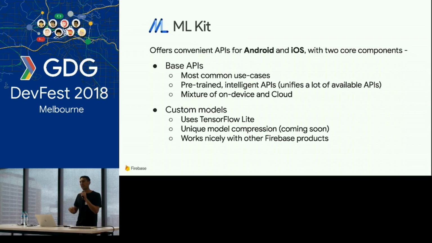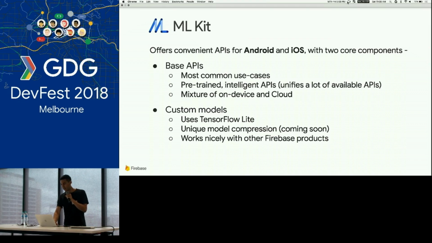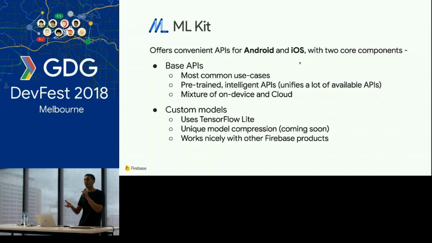So we have things like working nicely with other Firebase products, things like A/B testing, so you can test different models. And we also have unique features coming soon, things like experimental model compression, which will let you configure your model and be able to compress a larger model into a smaller space so that your mobile apps can still remain small and fast for your users.